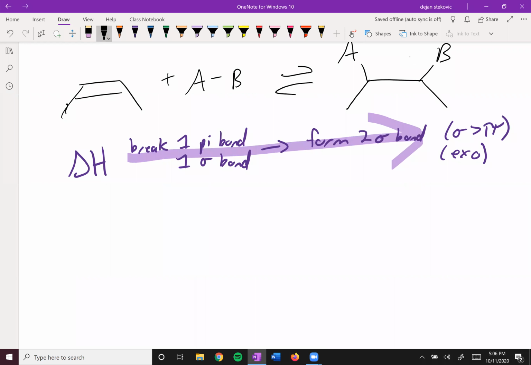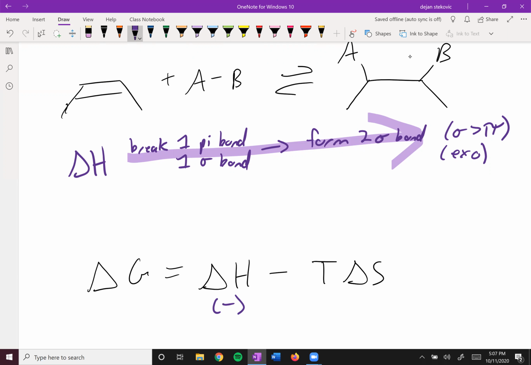And so remember, when does this matter? Well, it matters for the spontaneity of a reaction, and that is determined by delta G, where if it's spontaneous, delta G is negative. So we have our equation, delta G is equal to delta H minus T delta S, and we're saying that in this direction, we have a negative delta H.